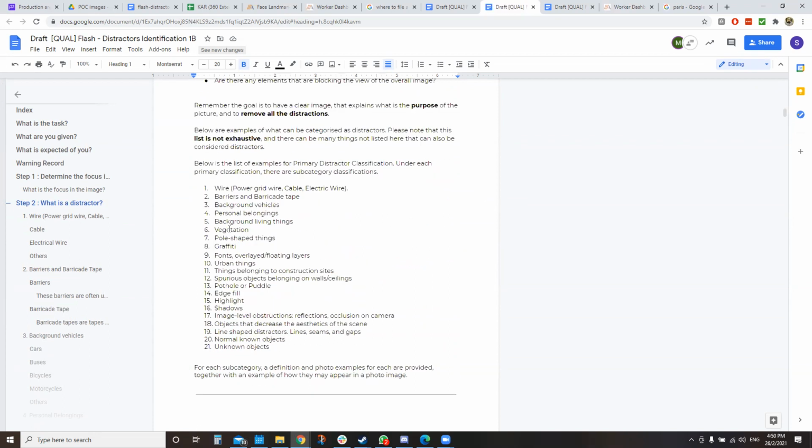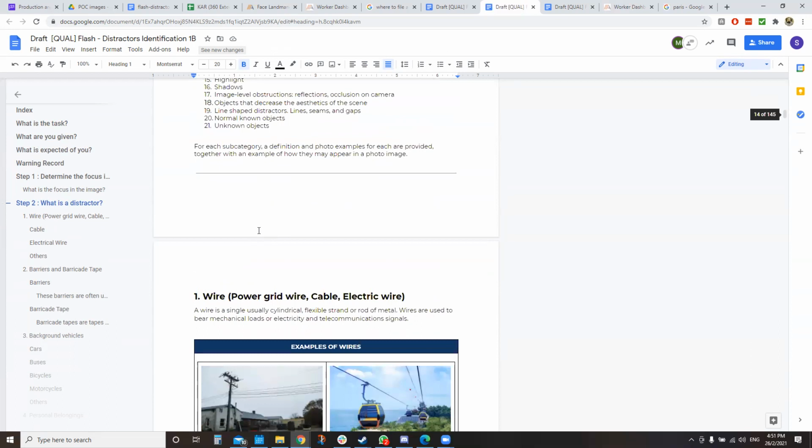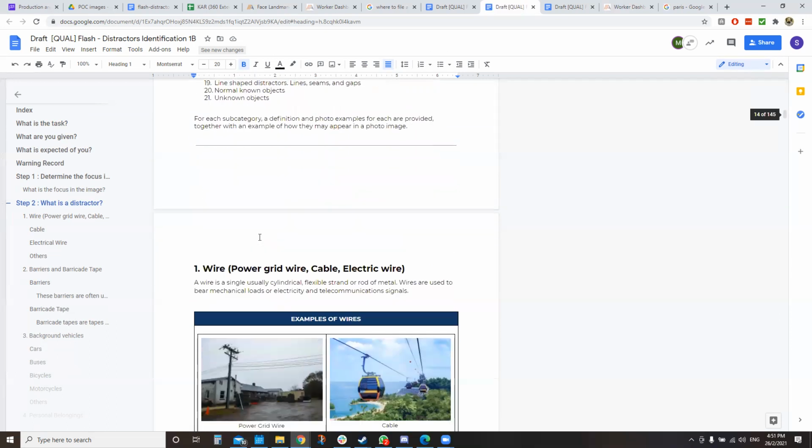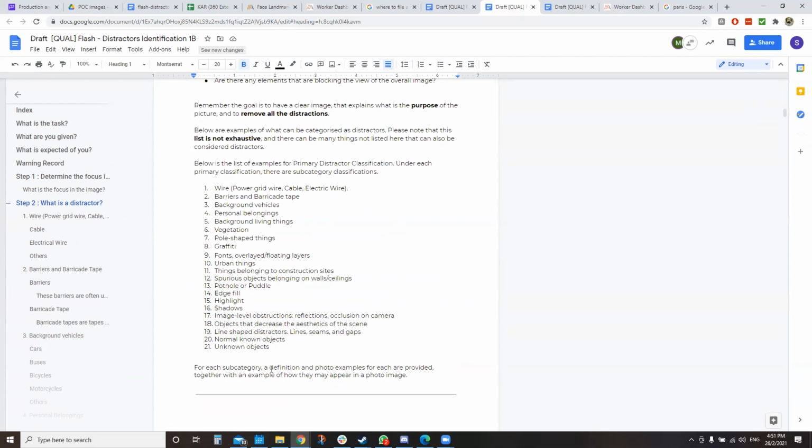Okay, here is a list. Again, each of them has its classifications and some examples. But this is not the full list. If you see something that is not in this list but you feel it is a distractor, you will need to label it also. Okay, so here are all the classifications. Each of these has its own subcategories with a definition and examples. So we're going to look at them now.